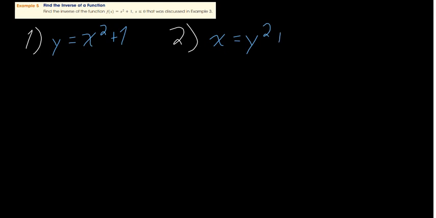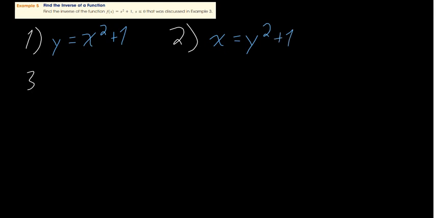So let's begin. Find the inverse function f of x is equal to x squared plus 1 for all values of x less than 0. Okay, so step 1, we're going to change f of x to y. Okay, and we're going to put step 2 over here. Step 2, we're going to interchange x and y, so we're going to have x is equal to y squared plus 1.